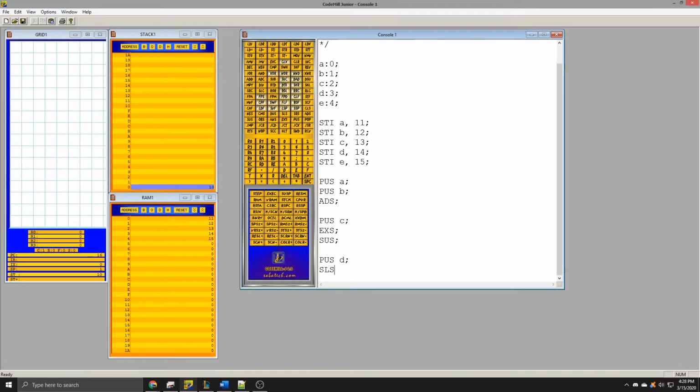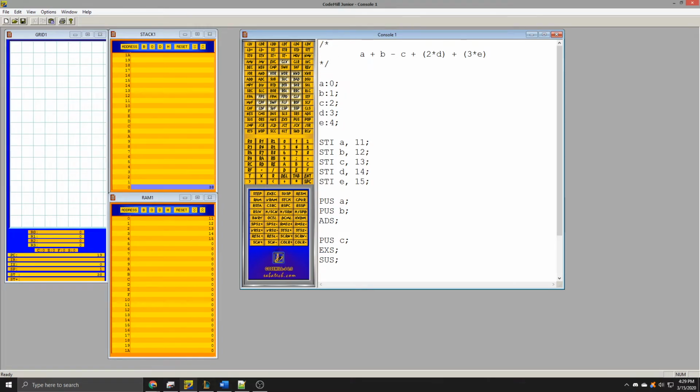And it's going to multiply that by 2. So it just added D, which is 14, in here, and it's going to shift it left by 1, which is going to multiply it by 2. And now it's 28. But I still want to add it to the 10, so I'm going to add stack, and it's going to add it together.